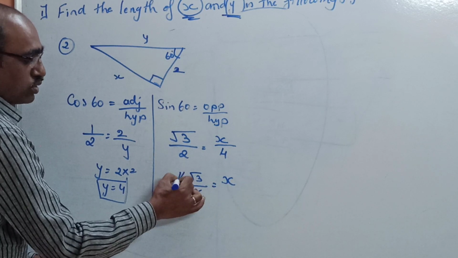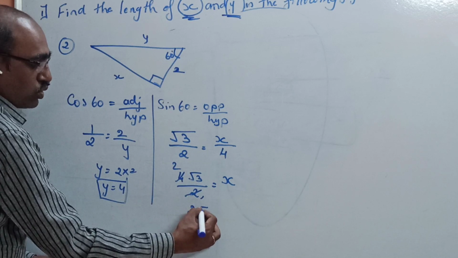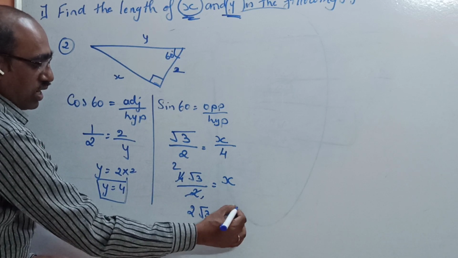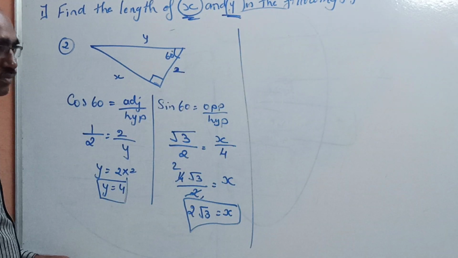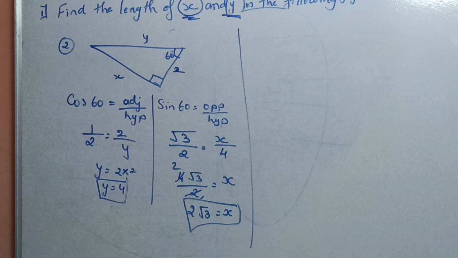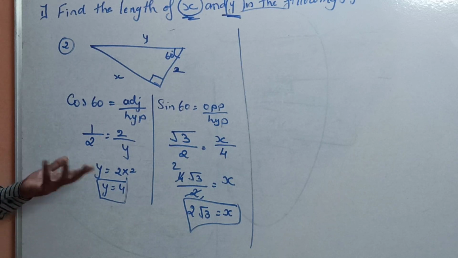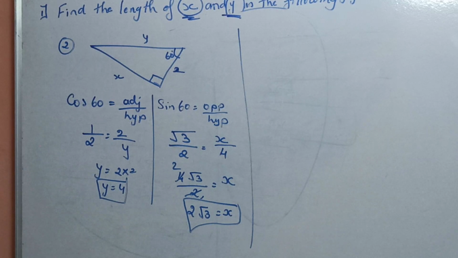So 2 ones are 2, 2 twos are 4. So what is remaining? 2 root 3 is equals to x. This is the value for x. So the sum is completed. Can we use tan? Somebody might ask, sir, can we use tan over here? Yes, you can use tan.